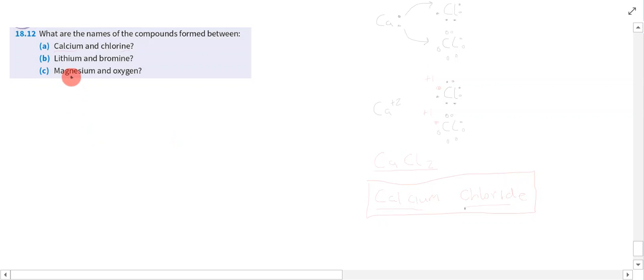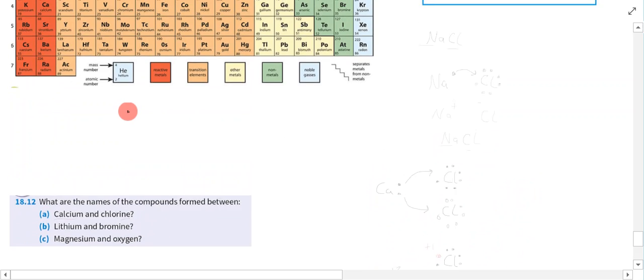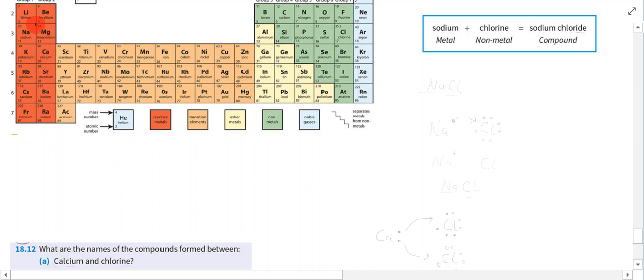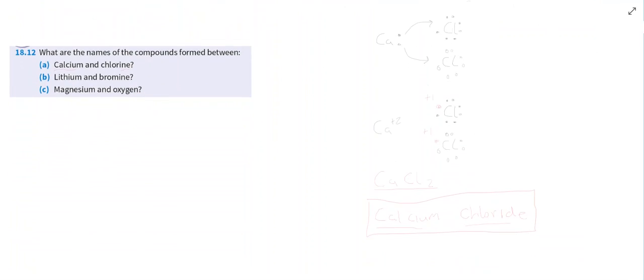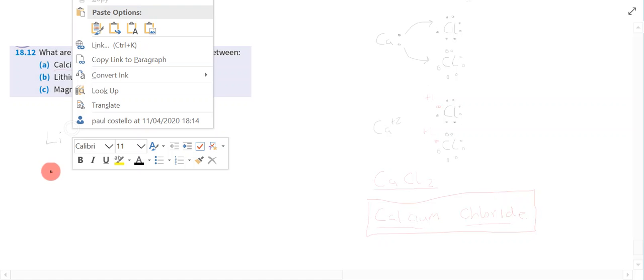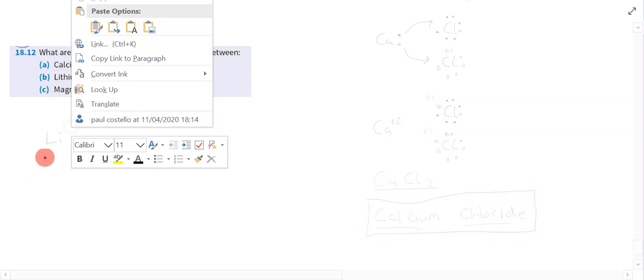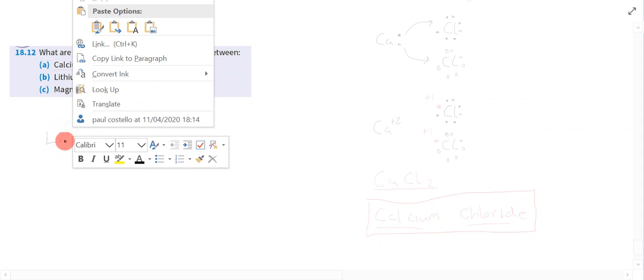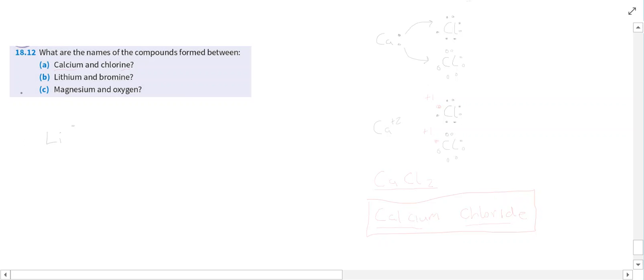Now, let's have a look at lithium and bromine. If we have a look at where lithium is on the periodic table, lithium is a group 1 element. So again, we can write our group 1 element like this. So we have lithium, and it has 1 electron in the outer shell because it's a group 1 element. So remember, the Li represents the chemical symbol for lithium, and then this 1 dot here represents the 1 electron in the outer shell.